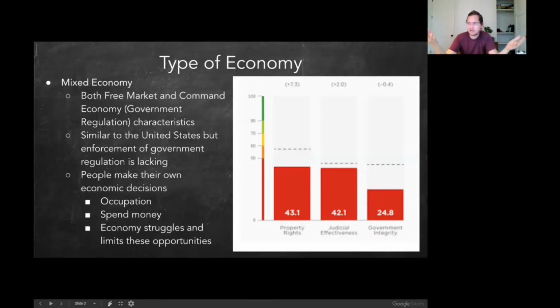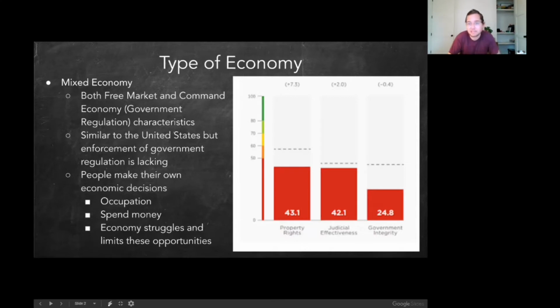So Malawi has a mixed economy. There are both free market and command economy characteristics. There's government regulation, there are taxes, there's involvement with the government, which makes it more command, but there's also free decision making by the people of what they want to do. This is similar to the United States, but here's the deal. Enforcement of government regulation is lacking. The government is a little bit disorganized and not as functional as the US government, so it lacks the ability to enforce the regulations and laws to protect people's rights, property rights, all of that.